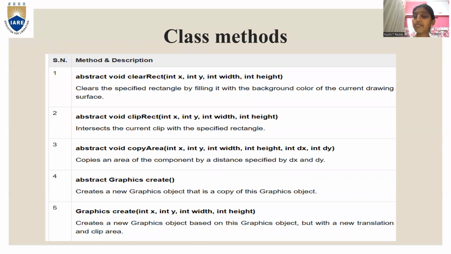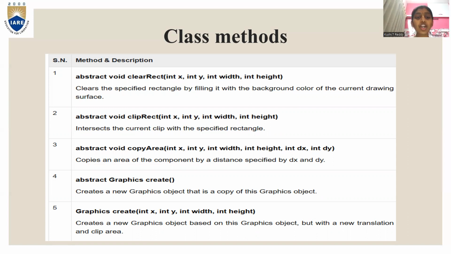In Graphics, you have many class methods. Let us look at some of the important class methods and why they are used. First, abstract void clearRect(int x, int y, int width, int height). It clears the specified rectangle by filling it with the background color of the current drawing surface. This is used to clear the drawn rectangle by giving the four inputs.